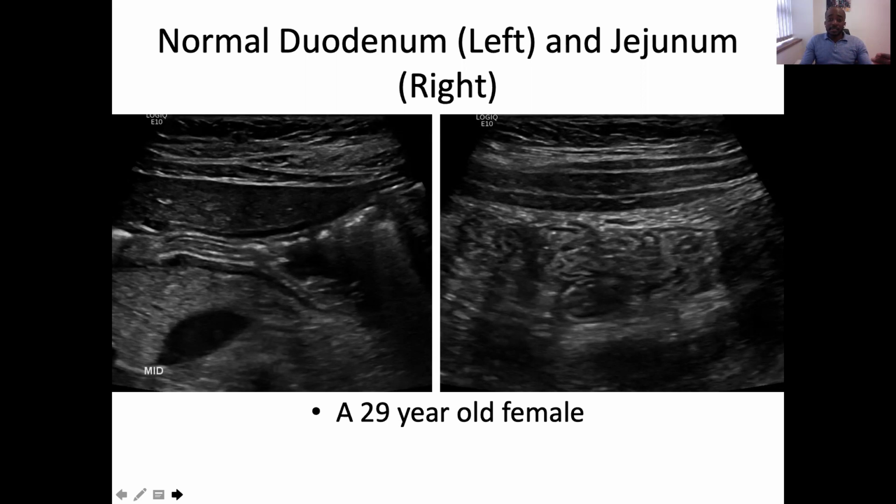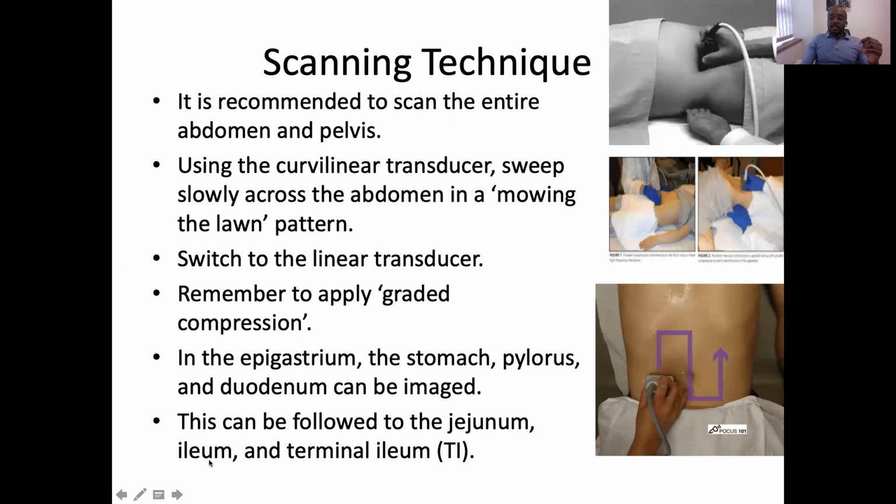And when you can't see things clearly, you can use the most natural oral contrast in the world, and that's water. You can give your patient lots of water to drink while in the examination room, and then you see how the fluid passes through the lumen of the bowel, and that helps you identify the wall stratification and other things. Now we come to scanning technique.